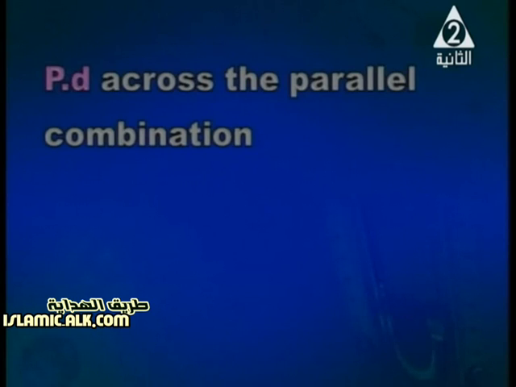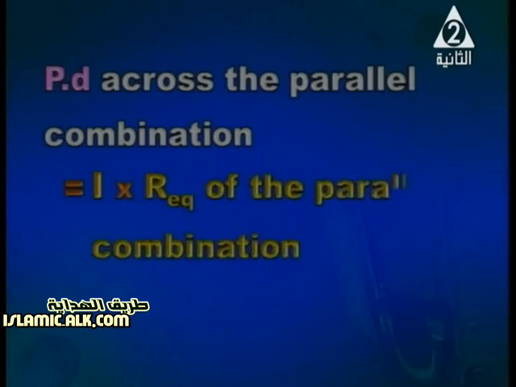Okay, to calculate I1, I2, I3, we need to calculate the potential difference across this parallel combination. It is equal to I, the current entering the parallel combination, times R equivalent of this parallel combination. So it is 1 times 2, it is 2 volts. Now it's all easy to calculate the current through each resistor.